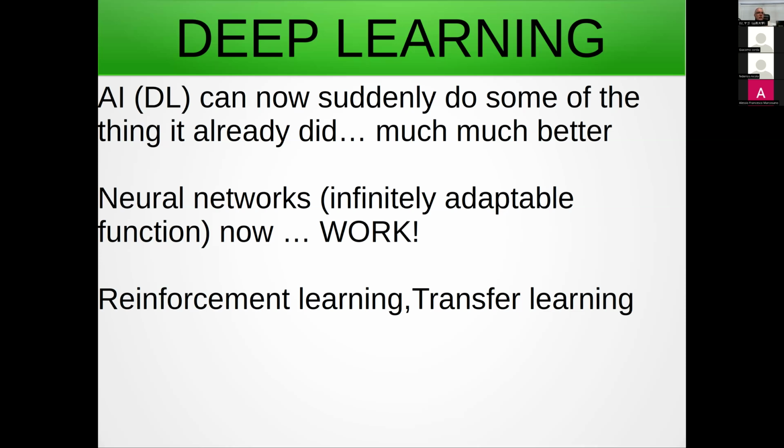Deep learning could do from 2015, and we are still there, suddenly many more things that it could do, the things that it already was doing much, much better, okay? Those infinitely adaptable functions now work much easier. We started needing less and less data in order to get significantly good results, and that started most of it in terms of research in the area of medical imaging.